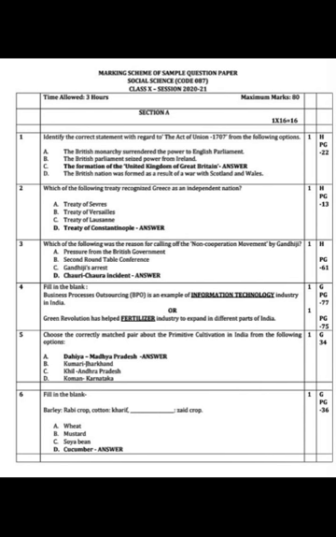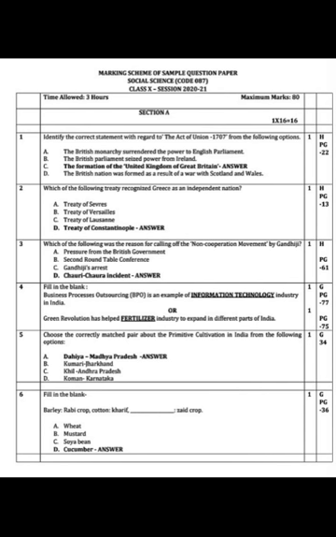Now moving to question number 3, students. This is again from history, but from chapter 3, nationalism in India. Which of the following was the reason for calling off the non-cooperation movement by Gandhiji? They have given you four options again. Option A, pressure from the British government. Option B, second round table conference. Option C, Gandhiji's arrest. And option D, Chauri Chaura incident.